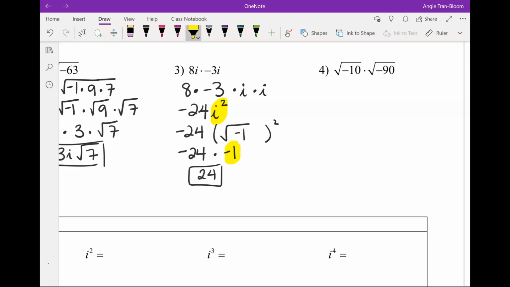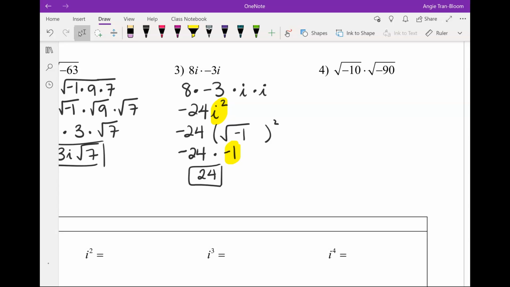Because i squared is negative 1. Think about it: i is always the square root of what? Negative 1, and I have to square it. So that's where the radical and the 2 will cancel. They're inverses of each other, so they cancel each other out. Okay, so if you see i squared from now on, you can actually go straight to what? Negative 1.